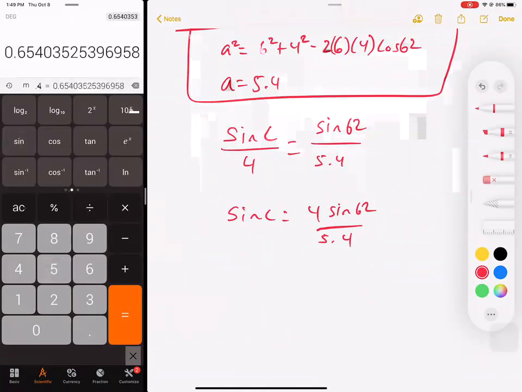Now 0.65 is not an angle. We're going to undo that by sine inverse. C is approximately 40.8 degrees. Yes, that's an angle.